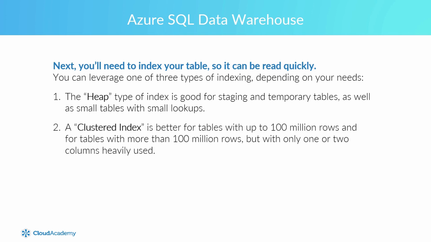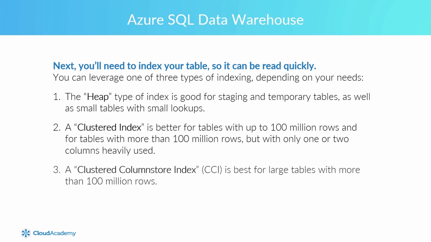A clustered index is better for tables with up to 100 million rows and for tables with more than 100 million rows, but with only 1 or 2 columns that are heavily used. A clustered column store index, or CCI, is best for large tables with more than 100 million rows.